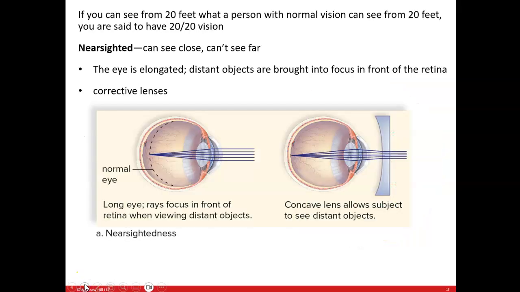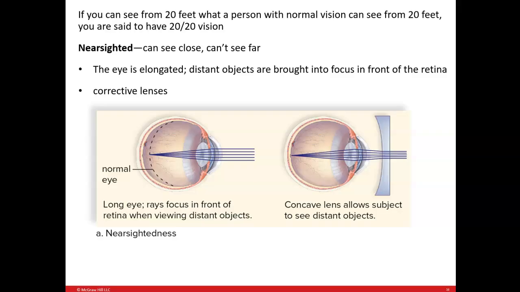So, another condition I want to talk about that we've all heard about is being nearsighted or farsighted. And so we've heard about this measurement we use to test a normal eye. It says if you can see from 20 feet what a person with normal vision can see from 20 feet, you are said to have 20/20 vision. So 20/20 vision is what we're calling normal vision. You can see from 20 feet away what a normal person can see from 20 feet away.